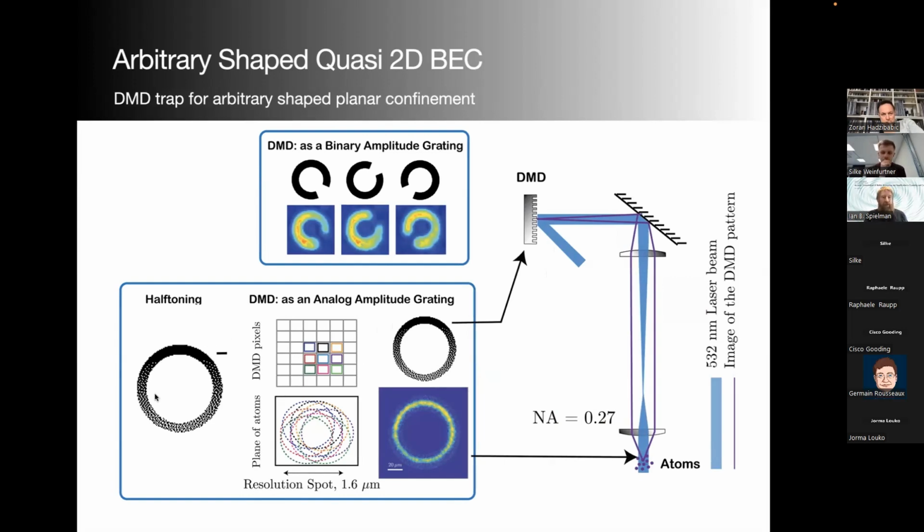A second feature that we take advantage of in this experiment is that of half-toning. Namely, the digital mirror device can have pixels that are only on or off, but we have multiple pixels grouped together within a diffraction-limited spot, meaning that each of the point spread functions associated with these sources largely overlap, meaning that this half-toned image here would produce a smoothed image when projected onto the atoms.